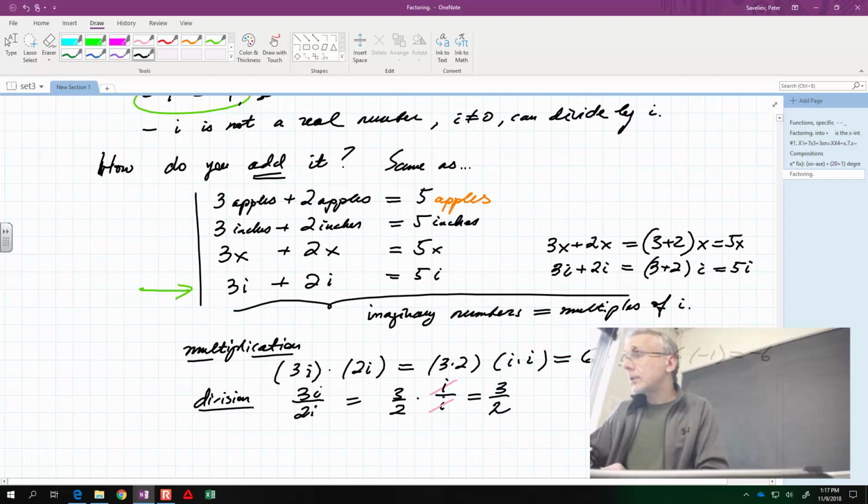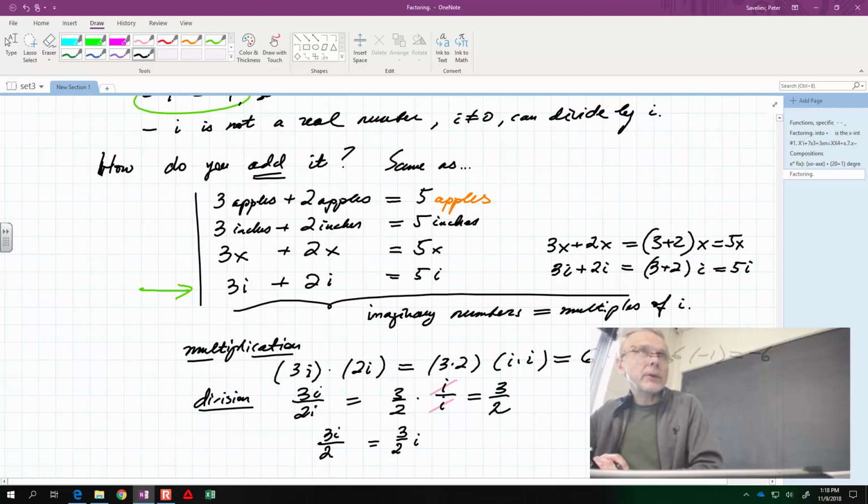Multiplication, division, and that pretty much does it. There would be no trouble for me to do division. 3i divided by 2. Okay, so I divide an imaginary number by a real number. No trouble. As you can see, I simply get 3/2 i. It is again an imaginary number. It's just like multiplying i by any number.